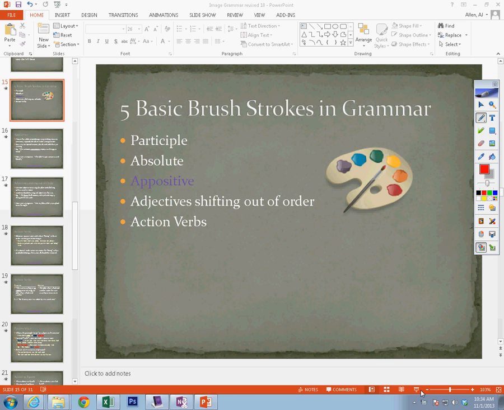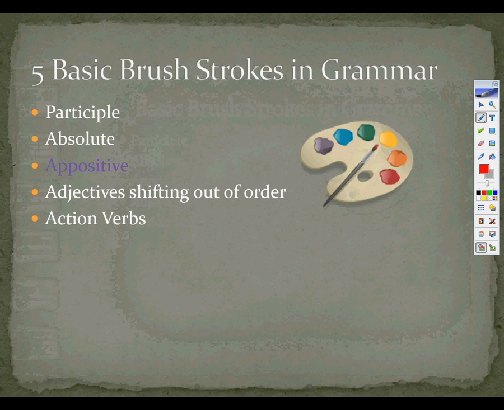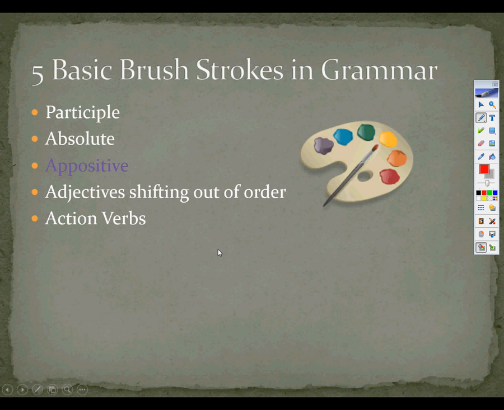Okay, let's move on. We're going to move on to two more brush strokes, and hopefully this works for me. There we go. Two more brush strokes. First, we're going to focus on appositive, and appositive is very similar to adjectives out of order. However, there are just a few key differences.